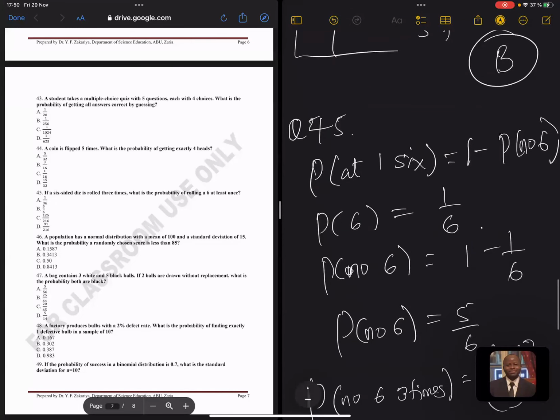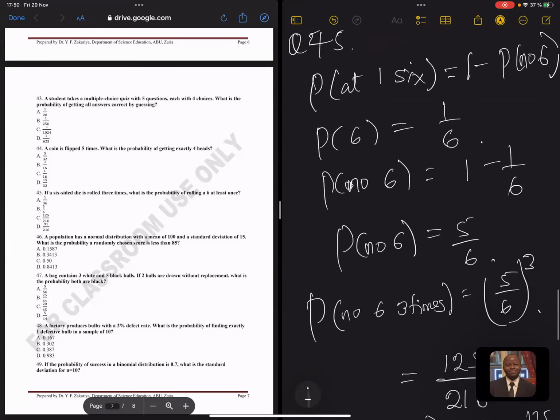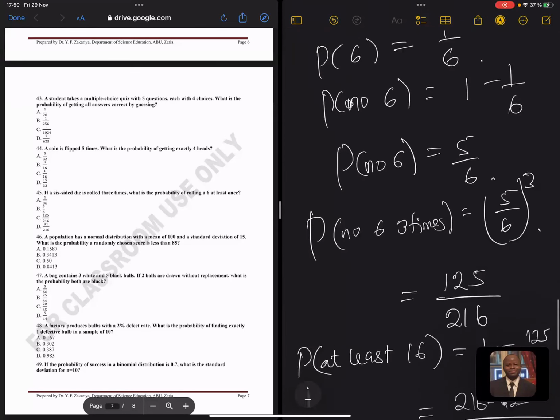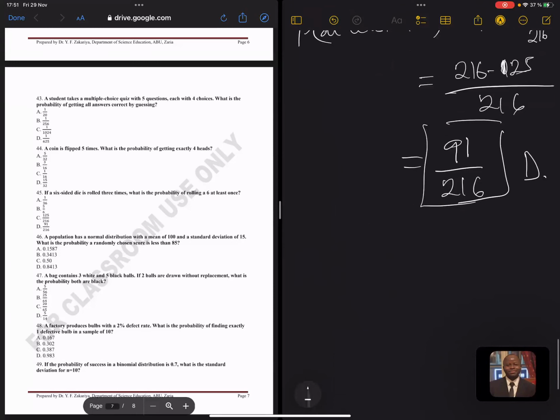Any question on this? So you need to know how to manipulate this tool, as in, the complement rule is very important. Complement rule. Amazing. All right. Let's go to the last question on the list. That is question number 50.